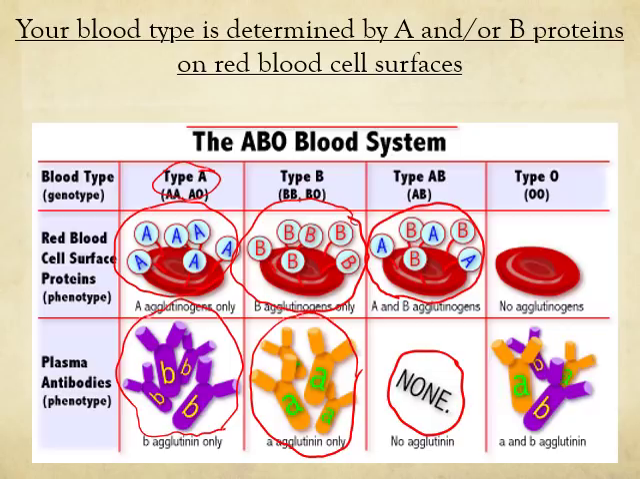And finally, if you're O-type, that means you have no proteins on the surface of your blood cell. However, the trade-off for this is that you have both the A and B antibodies in your bloodstream. Now, if you are the O-type blood, you're the universal donor because you don't have any proteins on the surface of your blood, meaning you can donate to anybody.